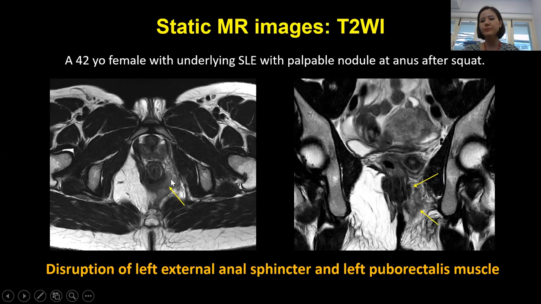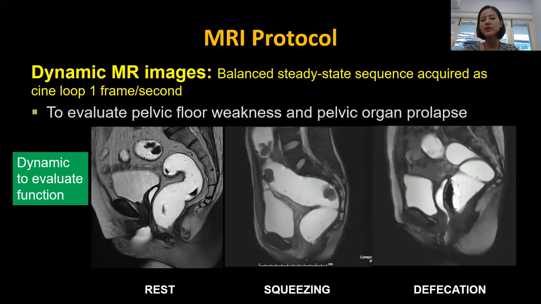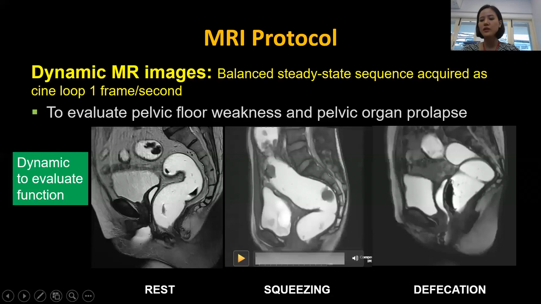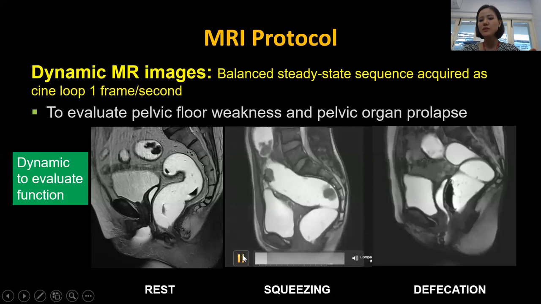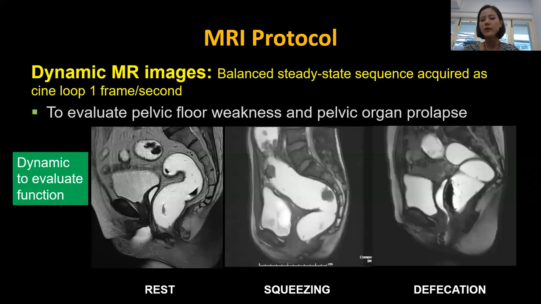For the dynamic study, we perform it after the baseline resting study in the mid-sagittal image, where we will see the low signal of the pubic symphysis, urethra, vaginal apex or cervix, anal canal, and coccyx in the same plane. We will do a single-slice image, 1 frame per second. The steps of the dynamic scan include pelvic squeezing, that is the Kegel maneuver. For the squeezing, sequence time is about 30 seconds. The squeezing phase provides information about pelvic floor muscle strength, particularly puborectalis muscle function.